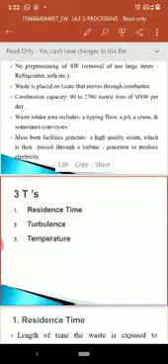Now we will start the 3 T's. What are the 3 T's? There are 3 T's in incineration: the residence time, that is time, turbulence, and the last one is temperature. These are the 3 T's of incineration. We'll discuss them one by one.